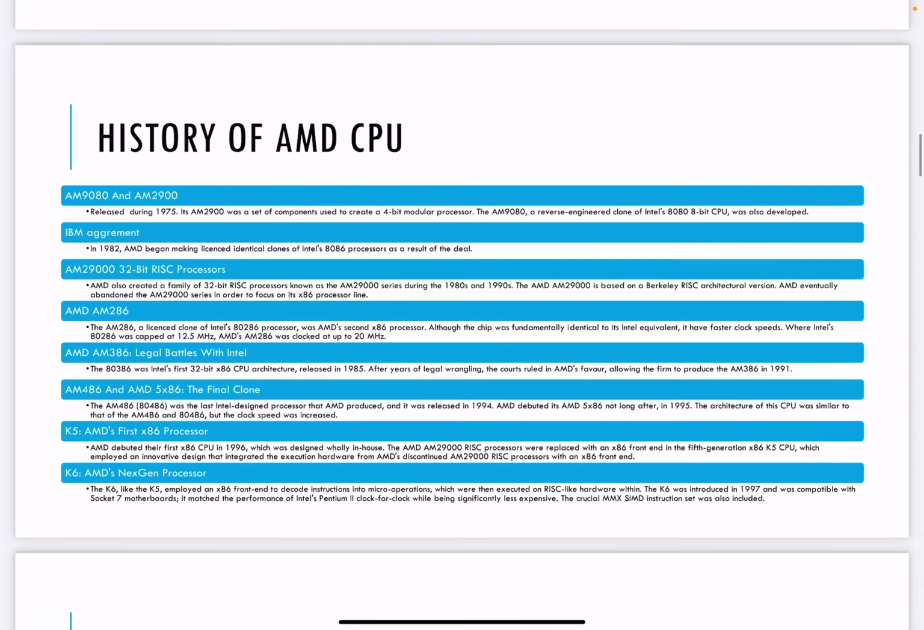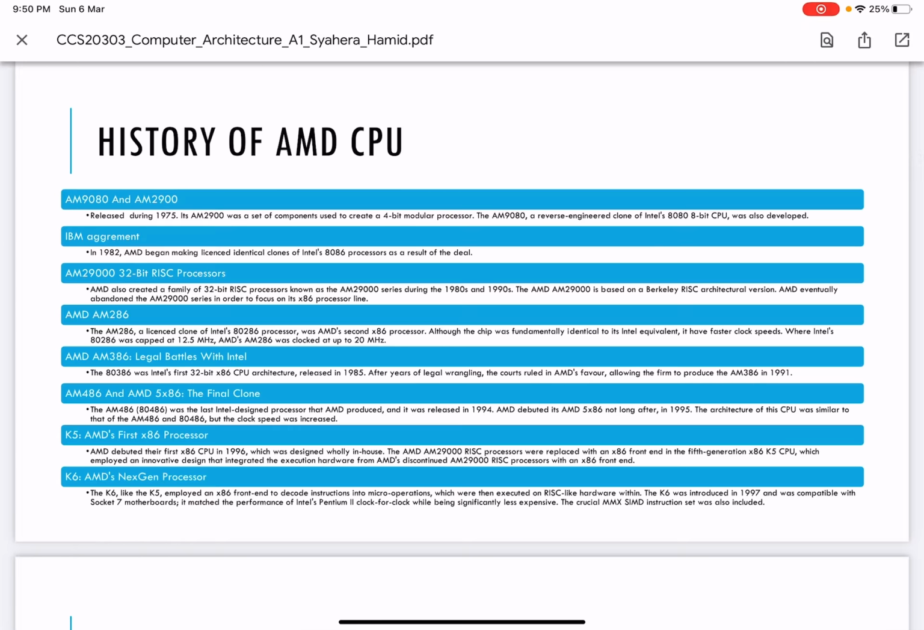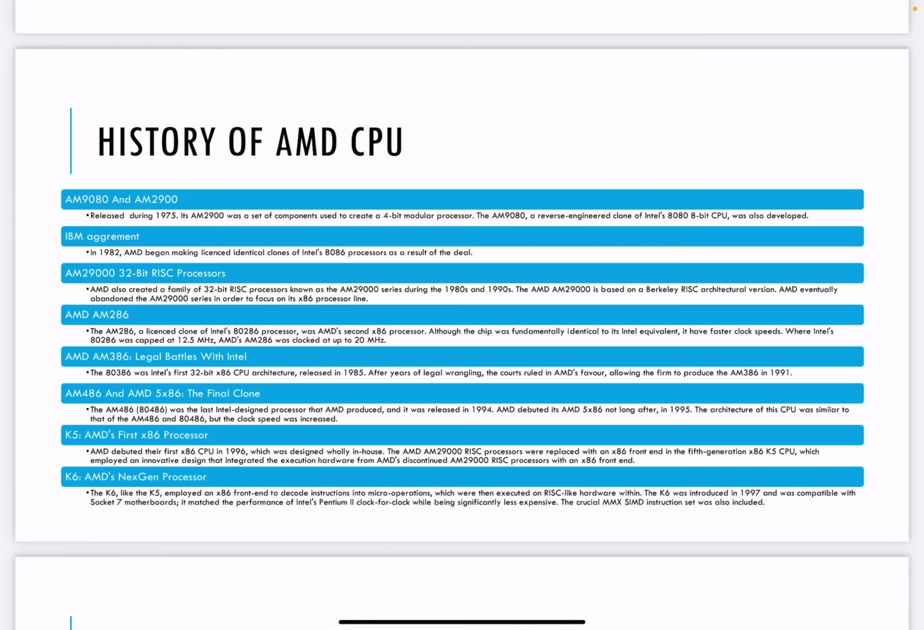So for the next one, we will go to the history of AMD CPUs. It starts with the AMD 080 and AM29, released in 1975. It was a component used to create a 4-bit modular processor. Then, in the IBM agreement in 1982, AMD began making licensed identical clones of the Intel 8086 processor as a result of the deal.